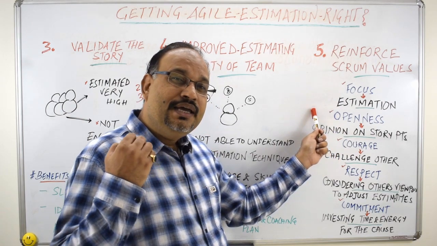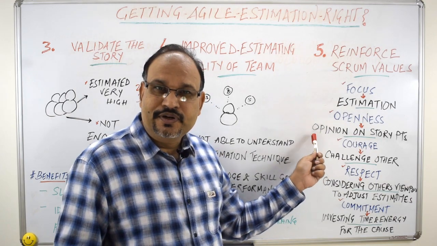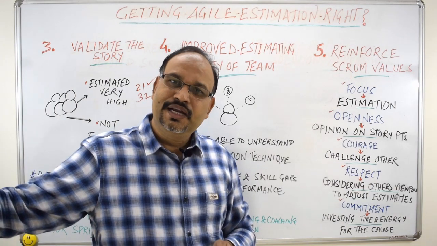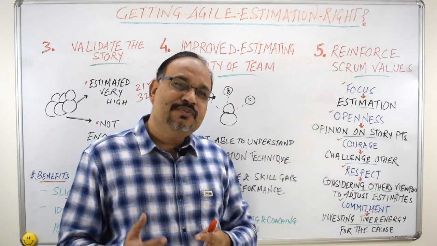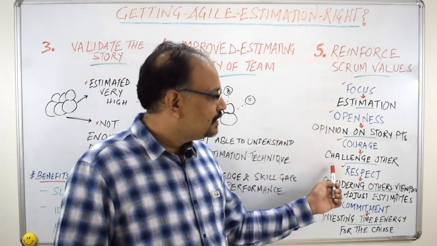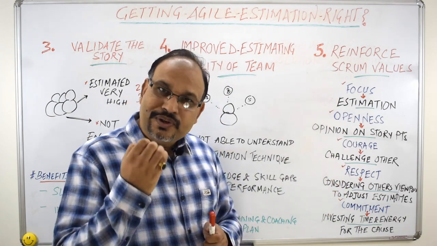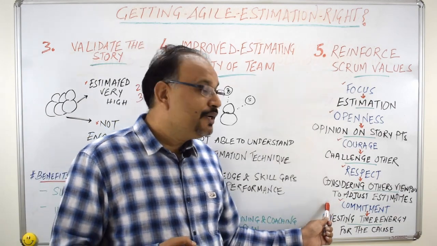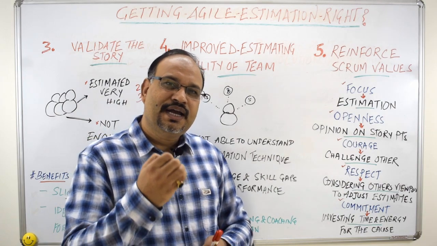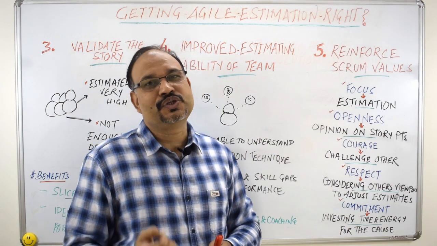I'll explain how. Focus: the team's focus is to estimate the story. Openness: they express openly the story points they want to put forward. For example, one will say 3 story points, another will say 5 story points, and the other person will say 8 story points. Courage: the team shows enough courage to challenge each other and defend their story points. Respect: the team listens to and considers others' viewpoints to adjust the story points. Commitment: the team will have rounds of discussions and invest a good amount of effort and energy into it because they are committed to arriving at a story point for the story.